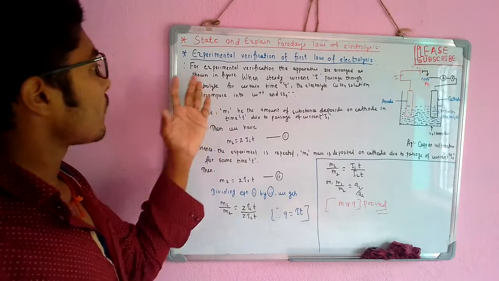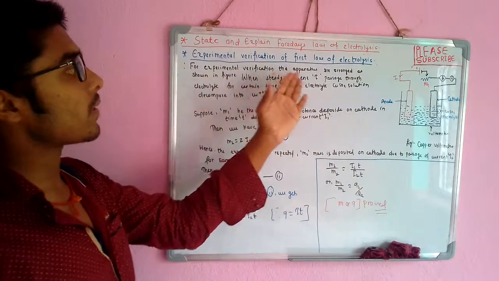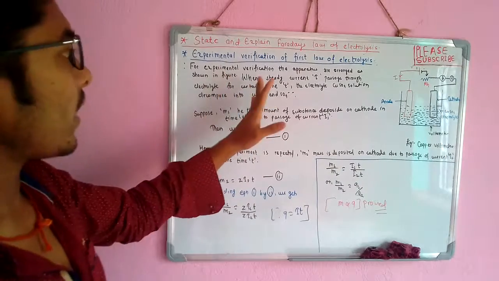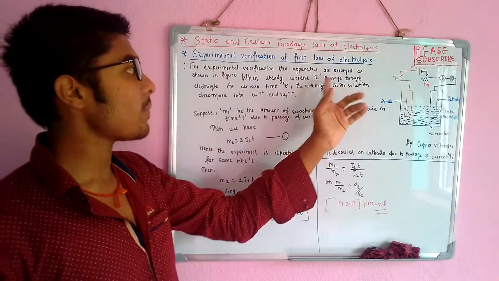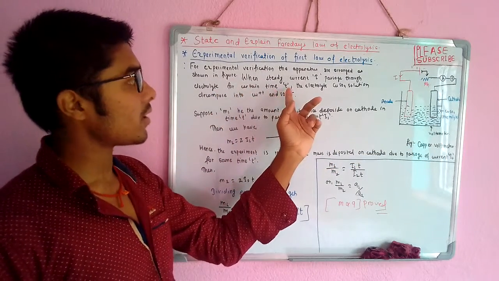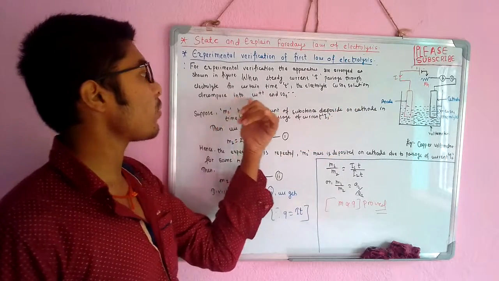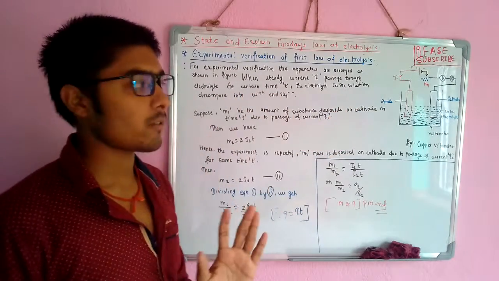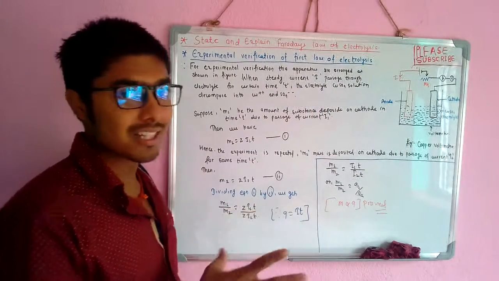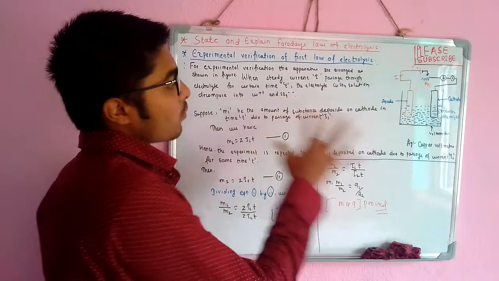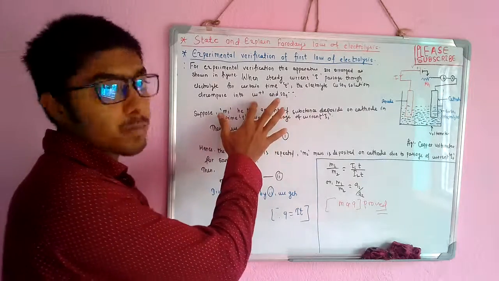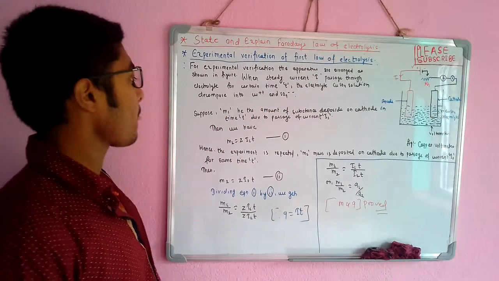Now for the experimental verification, the apparatus are arranged as shown in the figure. We have discussed that. Now when a steady current I passes through the electrolyte, that is through the electrolyte CuSO4, for a certain time t, the CuSO4 solution decomposes into Cu++ and SO4-- ions. When electricity is passed through the electrolyte, it decomposes. This is known as electrolysis, and the CuSO4 solution decomposes into Cu++ ion and SO4-- ion.